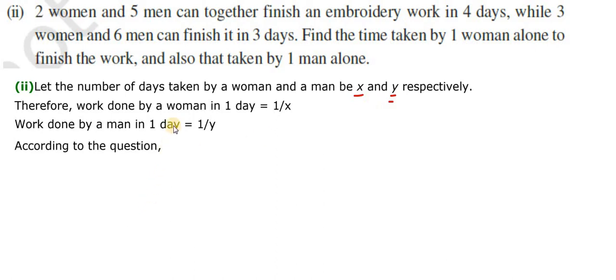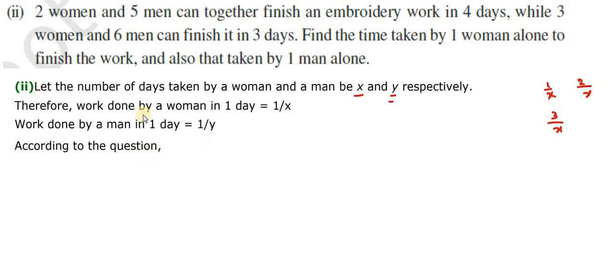Therefore, work done by a woman in 1 day: the number of days she takes is x. So in 1 day how much can she finish? 1 by x. In 2 days that is 2 by x, in 3 days 3 by x. So in 1 day she can finish 1 by x of the work. And work done by a man in 1 day is 1 by y.